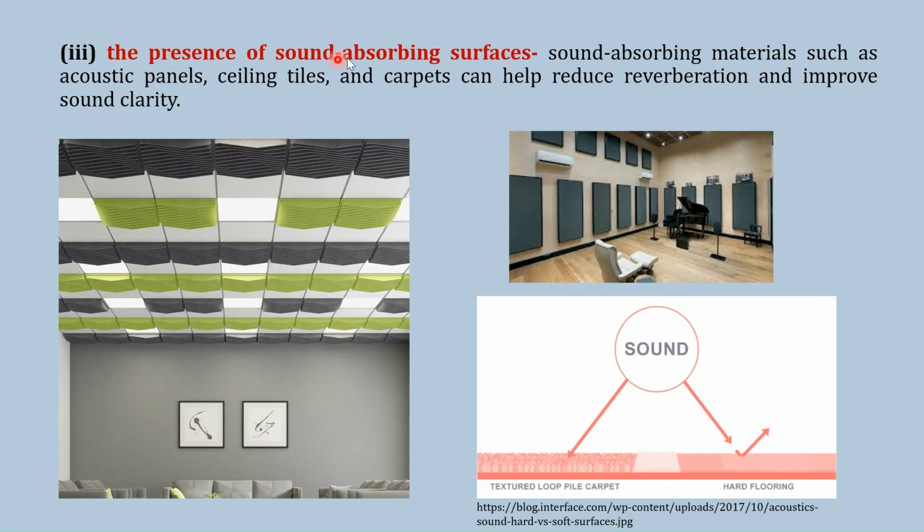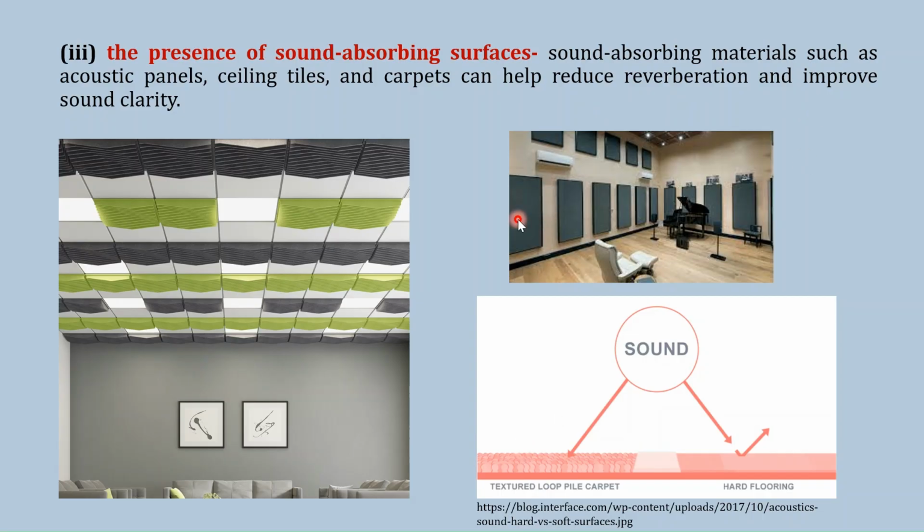Next is the presence of sound absorbing surfaces. These also control the amount of reflection inside a room. So if sound absorbing materials like acoustic panels, ceiling tiles or carpets are used inside a room, it helps in reducing the reverberation and also improves the sound clarity.